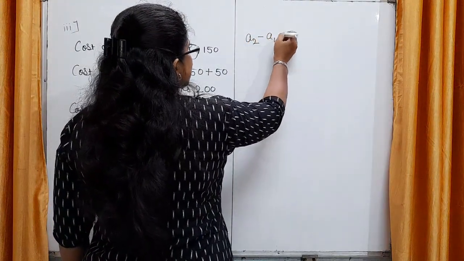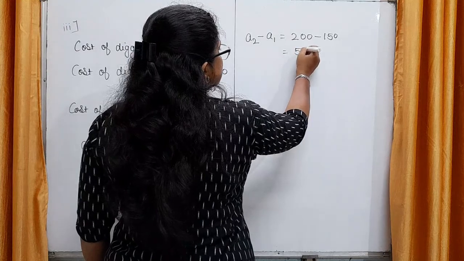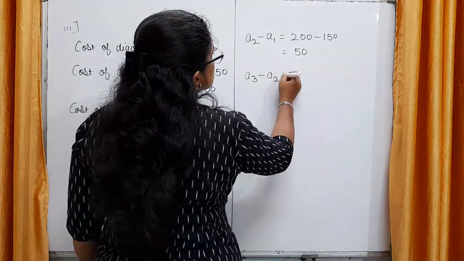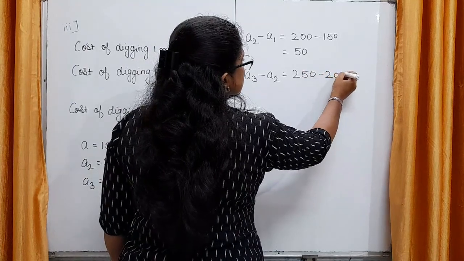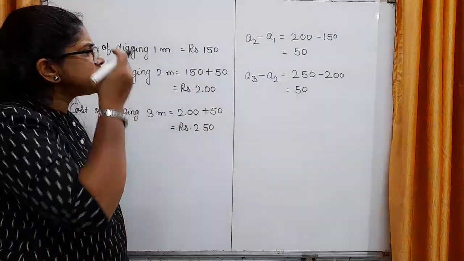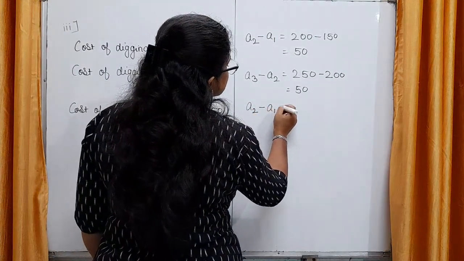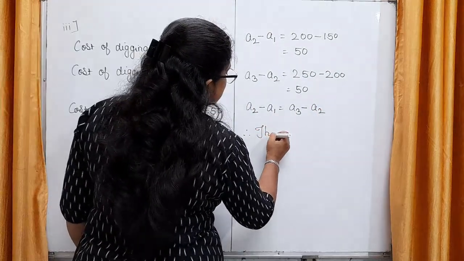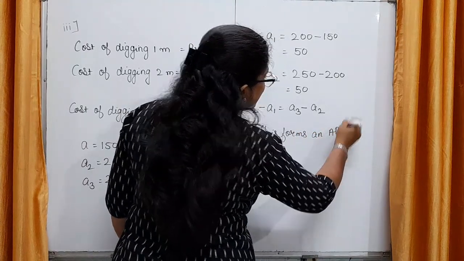A2 minus A1, 200 minus 150, that is 50. A3 minus A2, 250 minus 200, 50. See, A2 minus A1 is equal to A3 minus A2. And therefore, yes, this forms an AP.